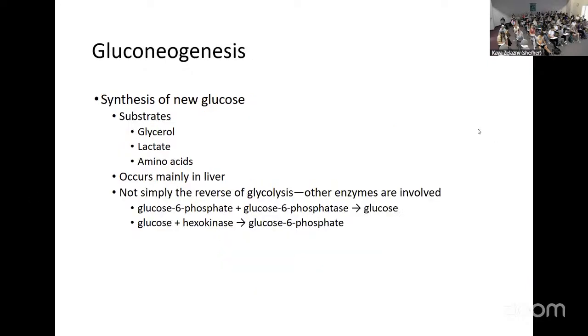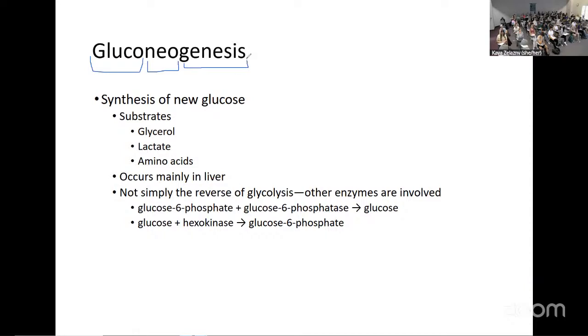So when we think about making new glucose, we're going to call it gluconeogenesis. This is going to be a similar process. We'll pull together a bunch of glucose type words together on the next slide, I think the next one. So we also have this process of glucose for glucose, neo for new, genesis for creation.